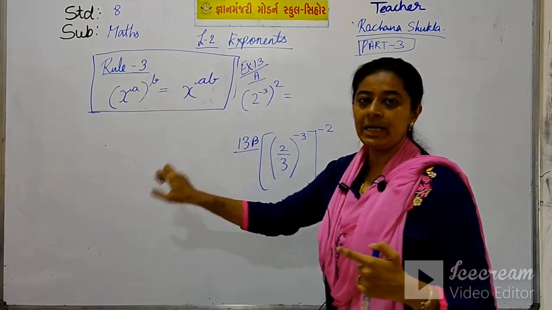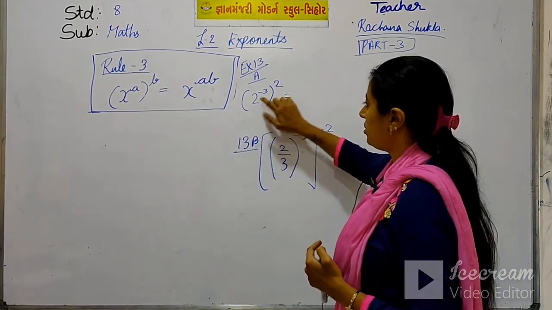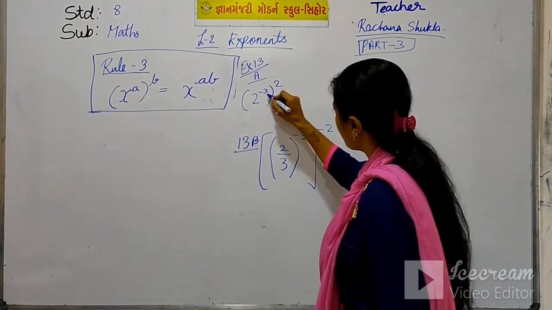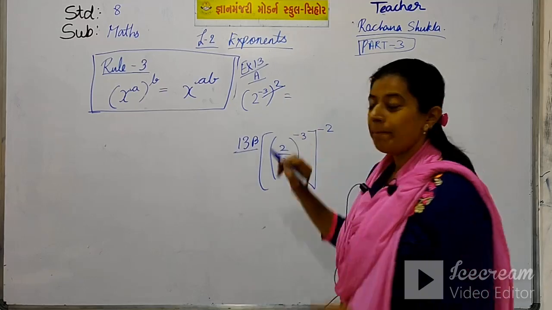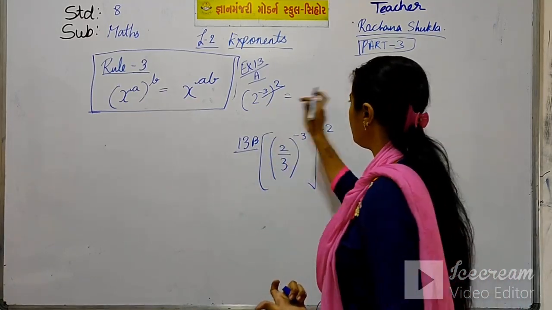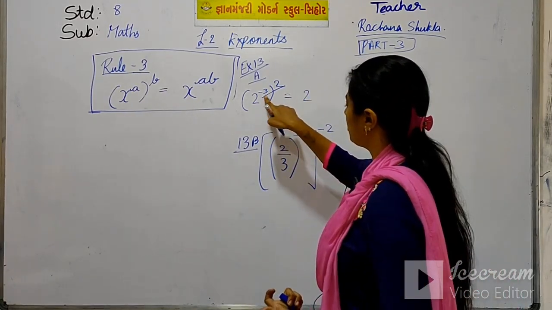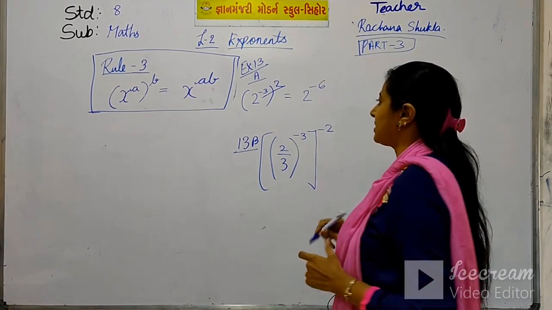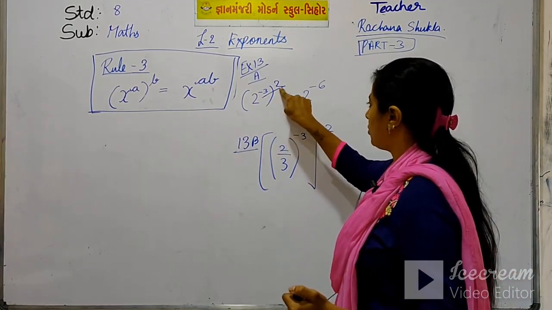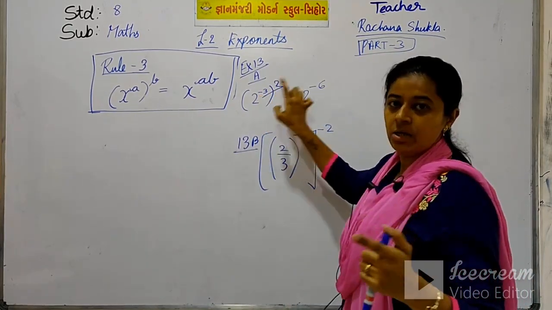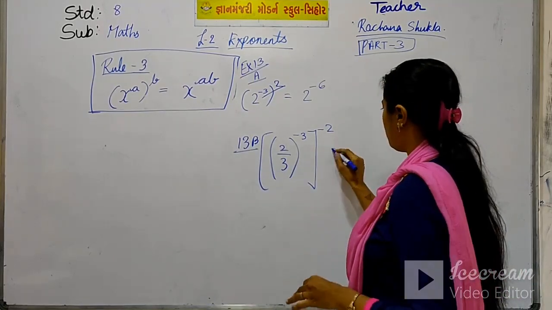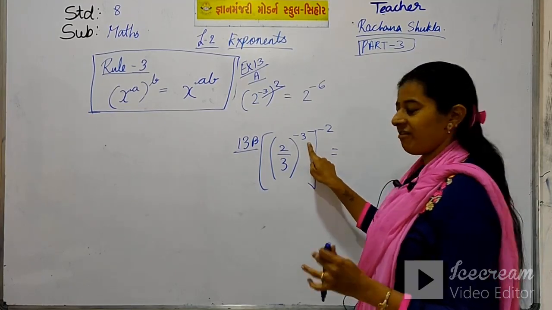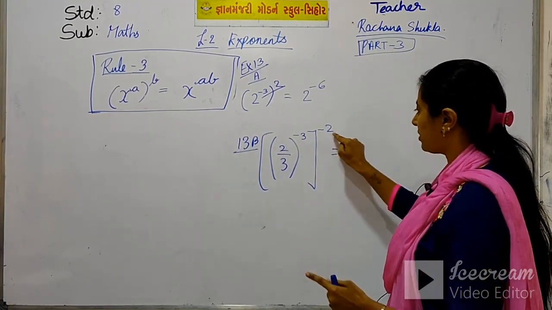Powers will be multiplied. Look here, 2 raised to minus 3 whole raised to 2. That means both will be multiplied with each other. 3 2s are 6, but with the negative sign, so you will get your answer as minus 6. Very simple, no?